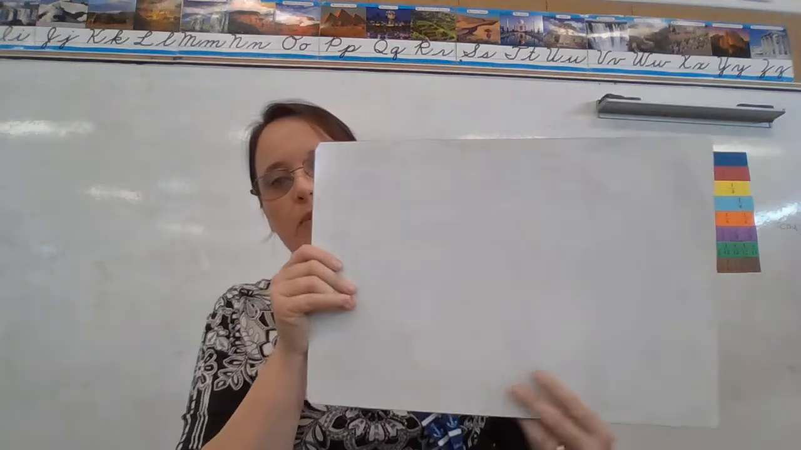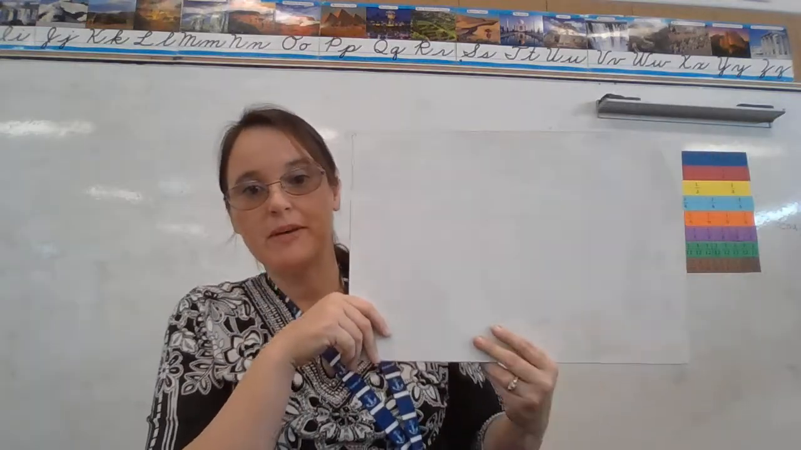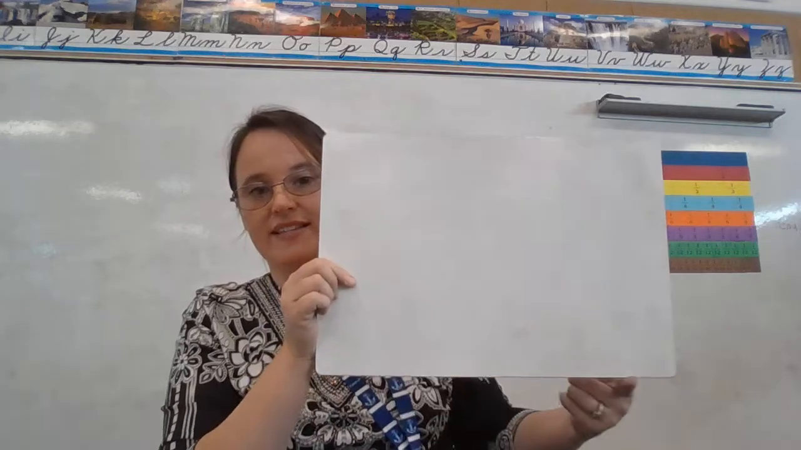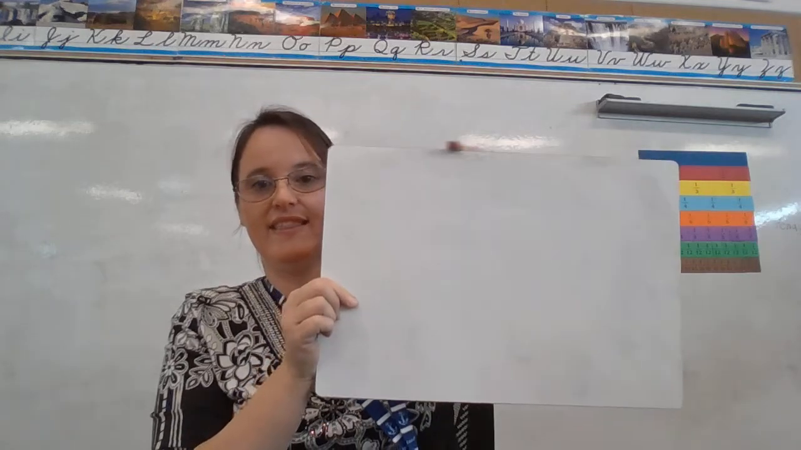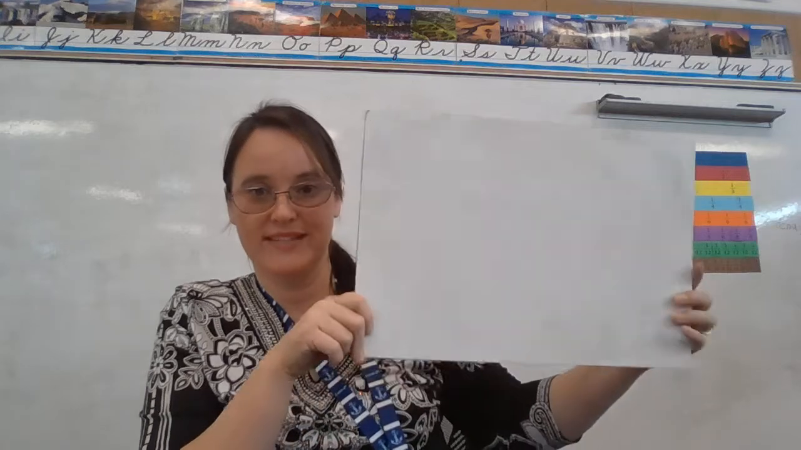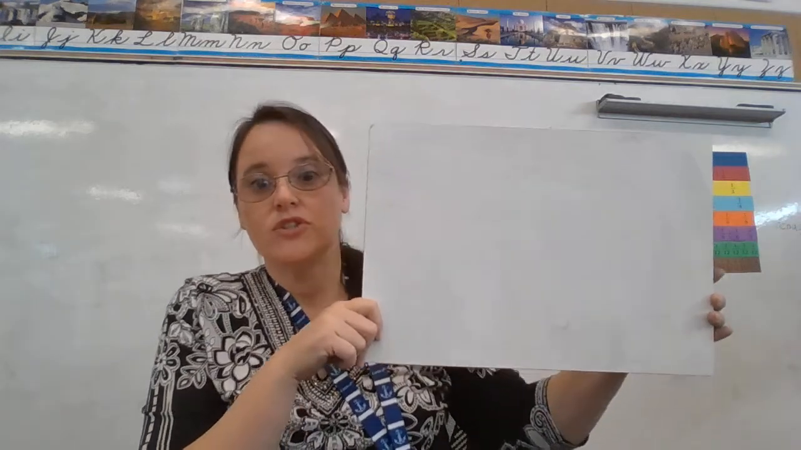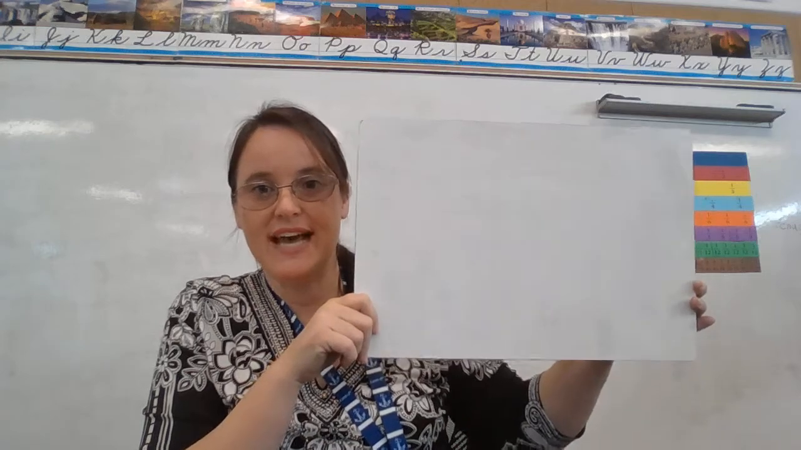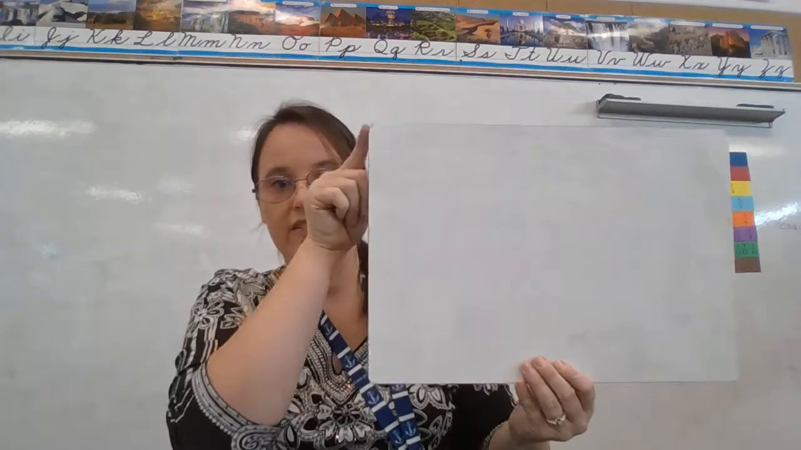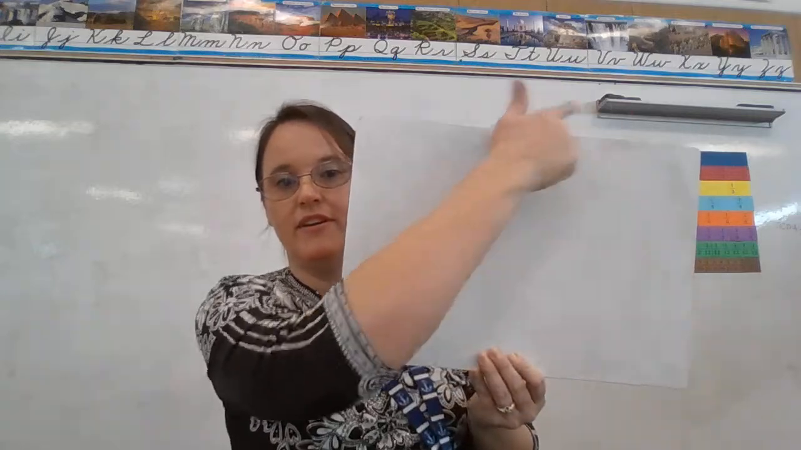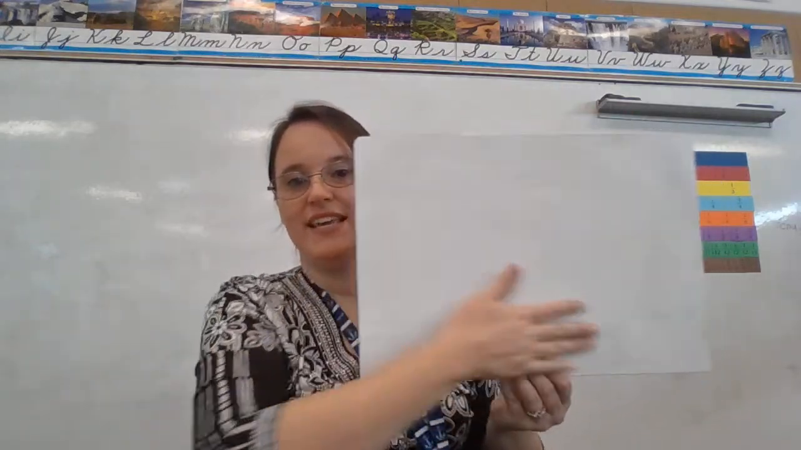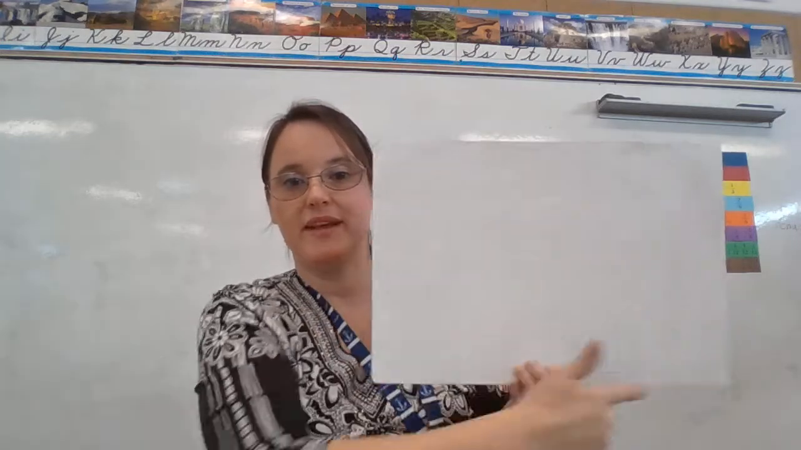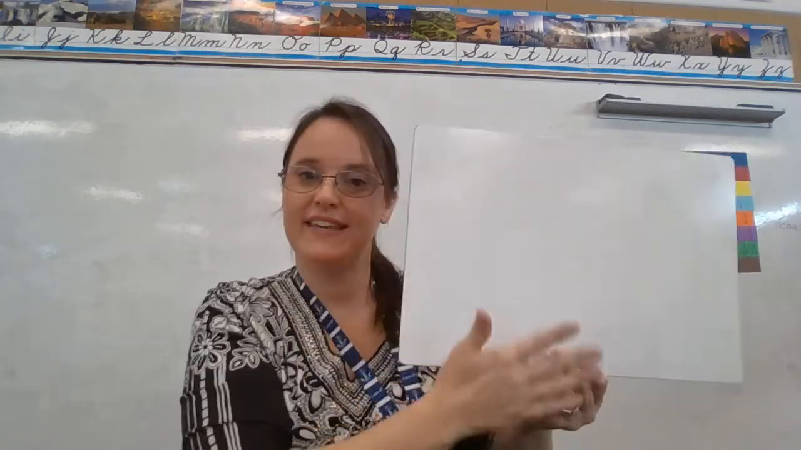So if I were to hold up my whiteboard here and say, what's the perimeter? We would measure this side, this side, this side, and this side, and we would add all those lengths together. So area is all the space inside the perimeter. So while this is my perimeter, this is my area. Okay, so we've got perimeter around the outside, area in the inside.